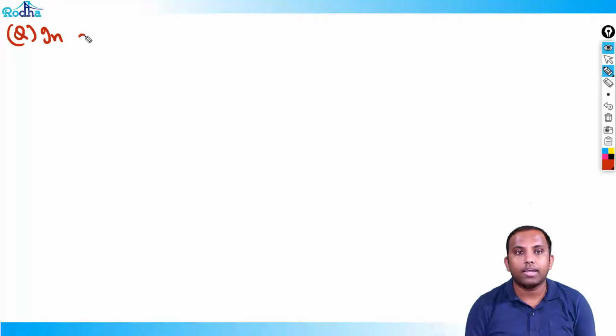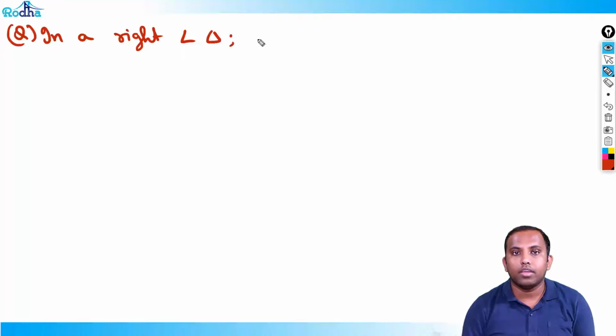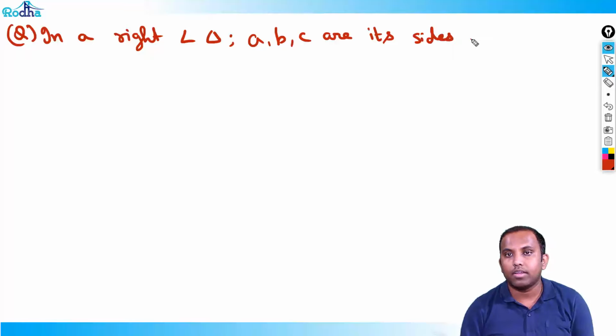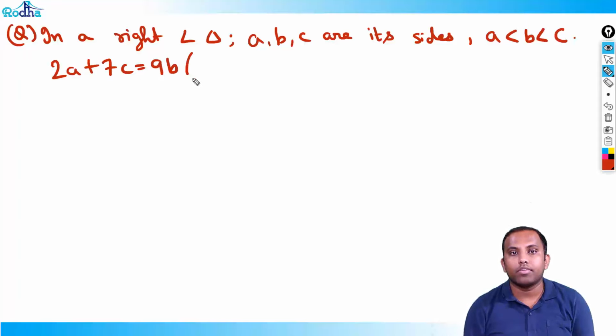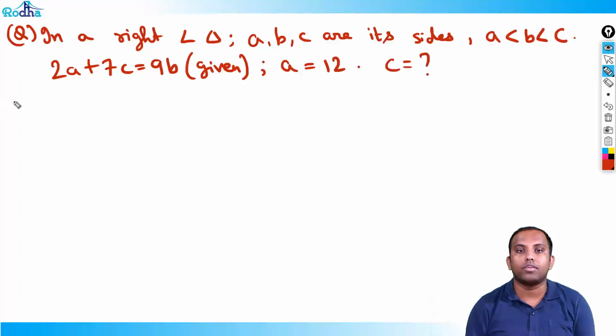Write down. In a right angle triangle, A, B, C are its sides such that C is greater than B is greater than A, right? It is given that 2A plus 7C equal to 9B. This is given, and A is equal to 12. This is also given, right? So find the length of C, find the value of C.